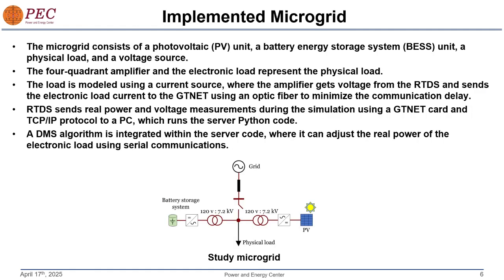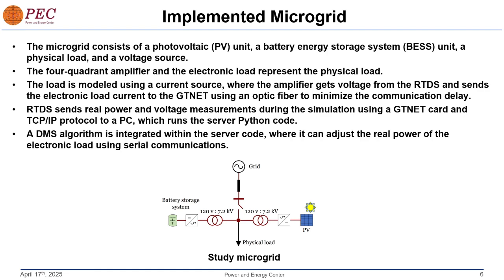Here is the grid that we have modeled using the RTDS. As you see, it's a small microgrid consisting of a PV unit connected to the grid via an inverter. We have a battery energy storage system that is also connected to the grid via an inverter and a transformer. You can see we have the physical load.